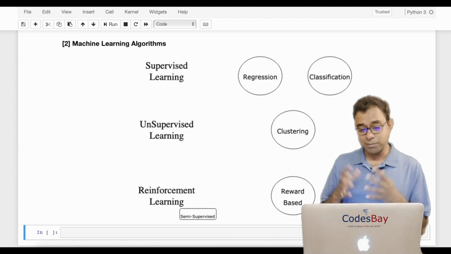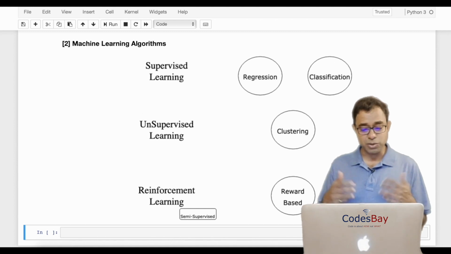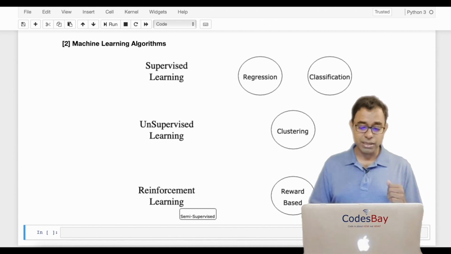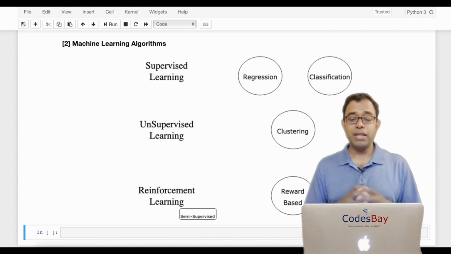Supervised learning comes in two categories called regression and classification. Unsupervised learning is mostly about clustering. Reinforcement learning is all about reward based. So let me explain it to you.